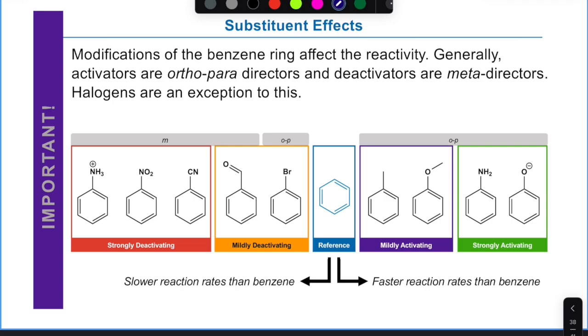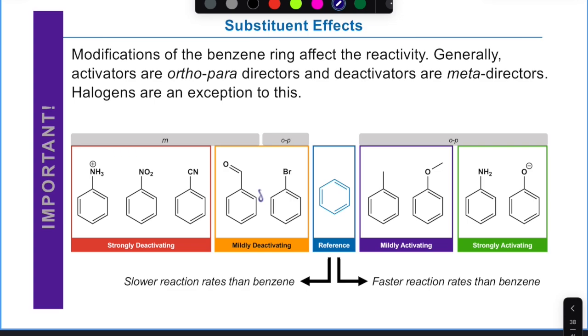For the mildly deactivating ones, this is, I guess, the answer to the try it later questions. This acyl group is going to be mildly deactivating and a meta director, and that will be because it is electron withdrawing, and you can't really put a negative charge on the positions. If you draw the resonance forms, you're going to be placing a positive charge at the ortho-para positions.